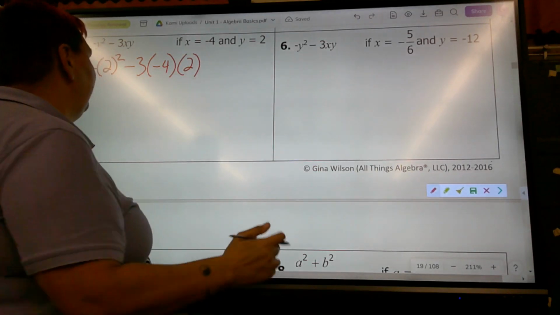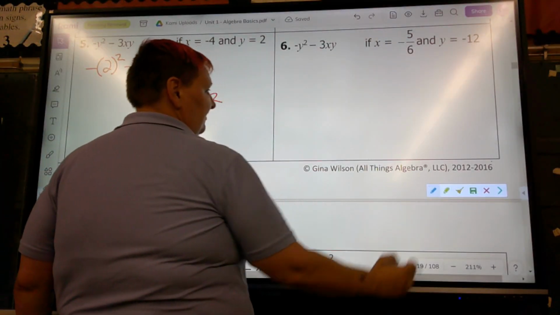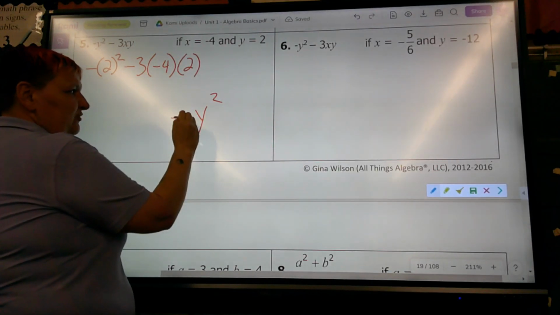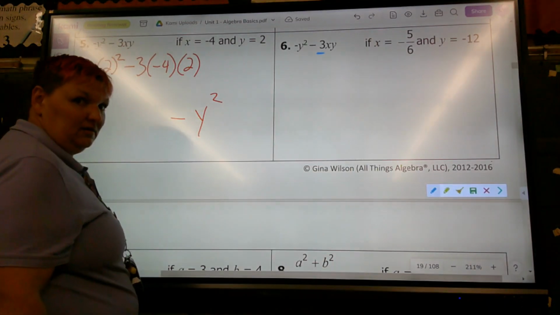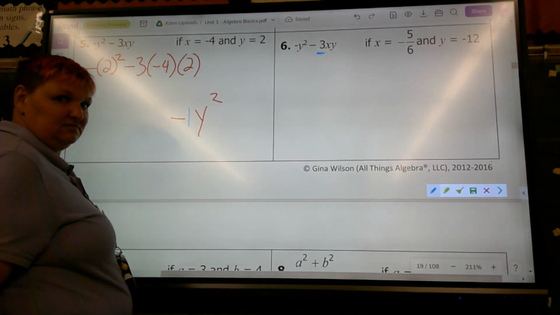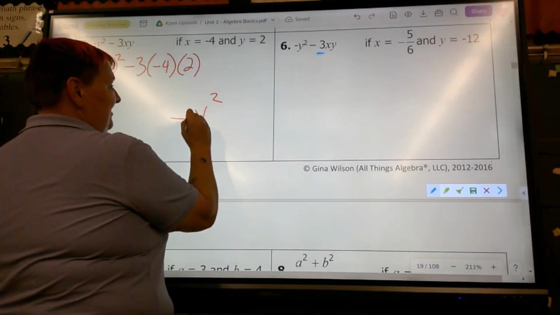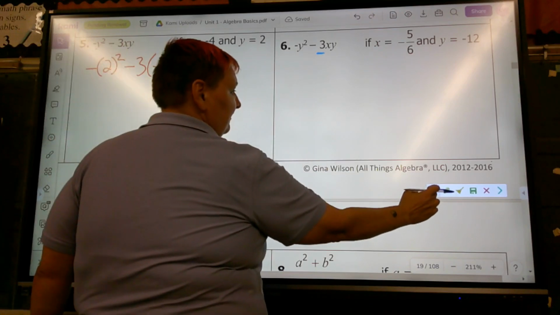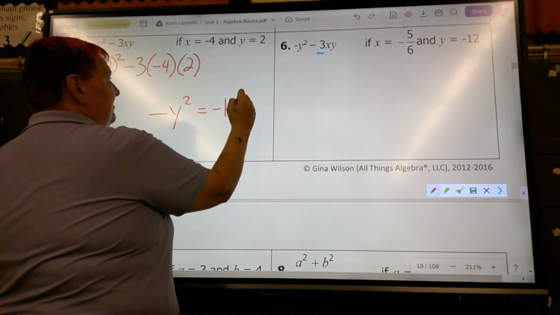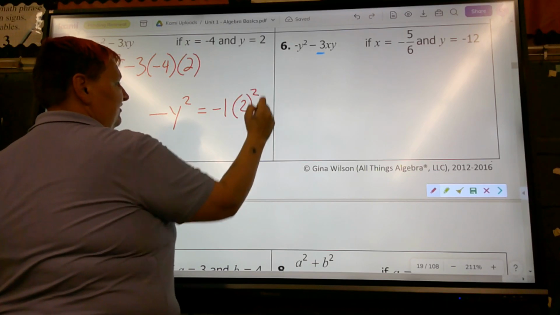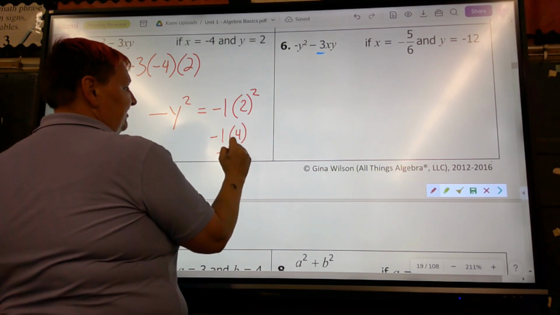Invisible math. That's why. So if you have negative y squared, before every variable, if there is not a number, there is an invisible 1. So because y is 2, this negative y squared is actually negative 1 times 2 squared. So then you get negative 1 times 4, and that's negative 4.